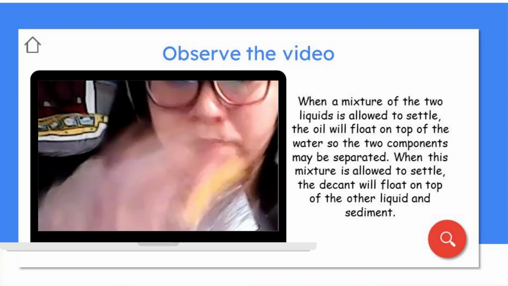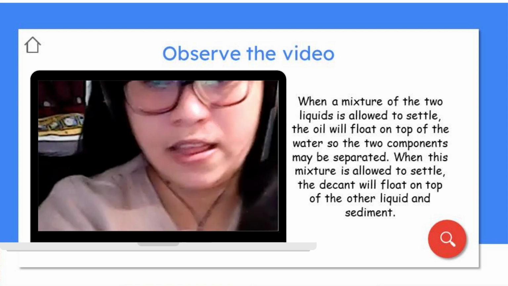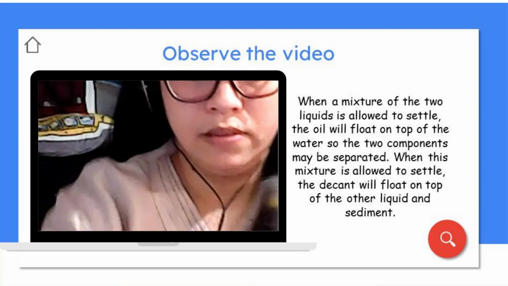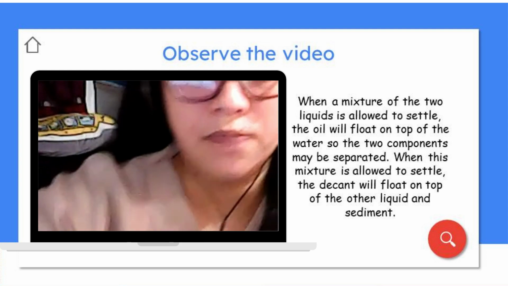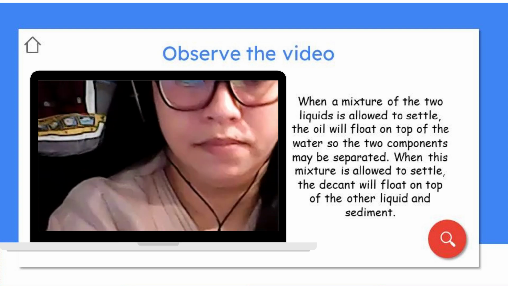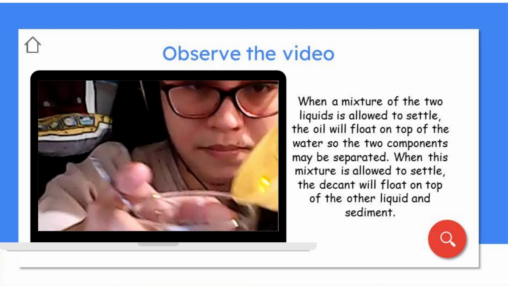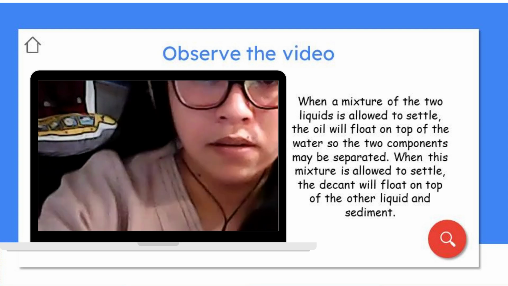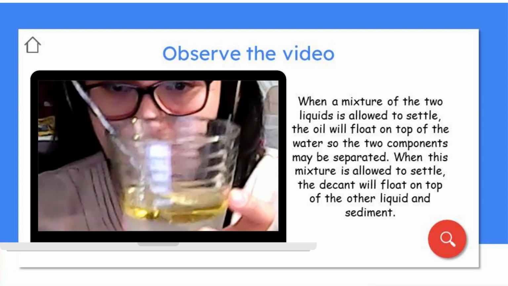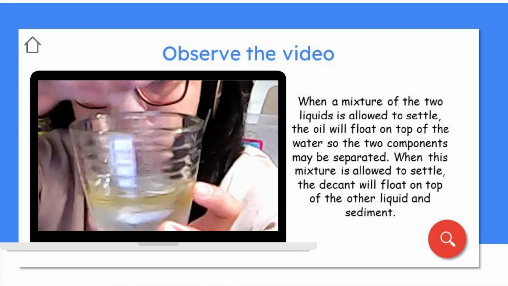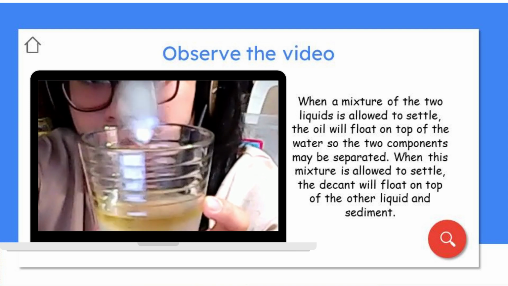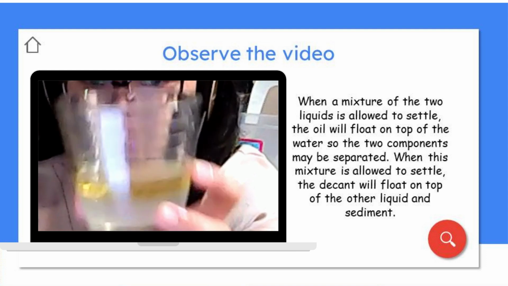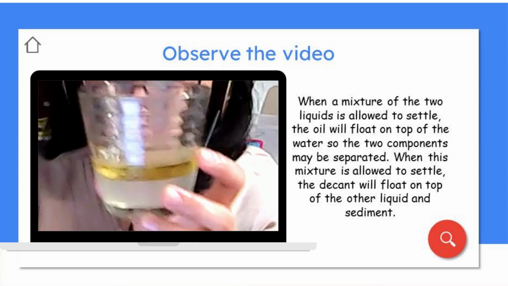Okay, so now let us try to observe what might happen. We're going to pour vinegar, and we're going to mix oil. So what did you observe in our mixture? Oil in vinegar.